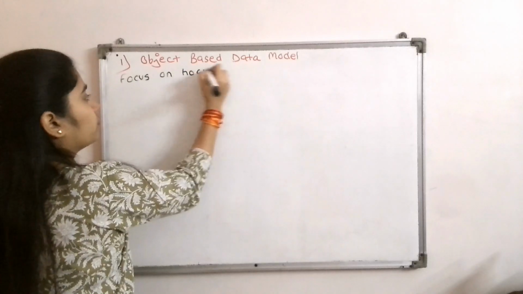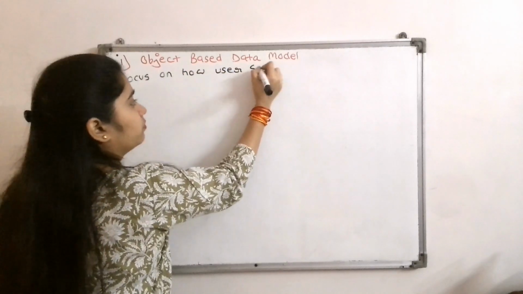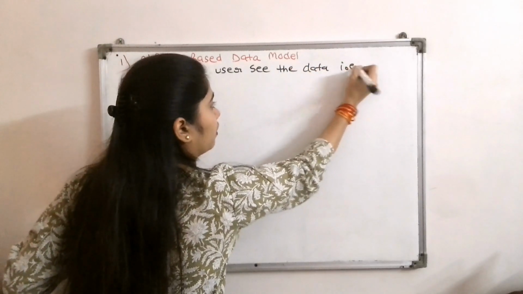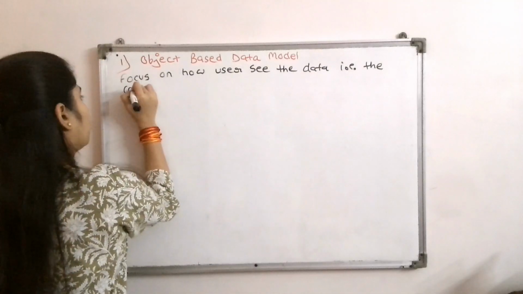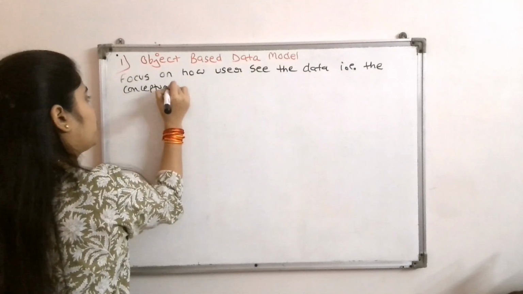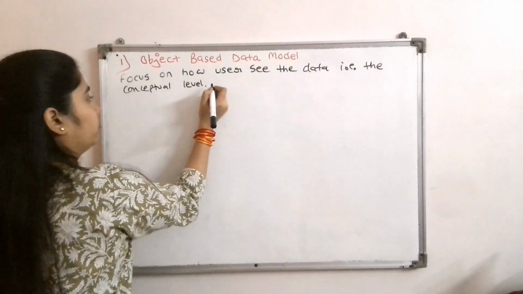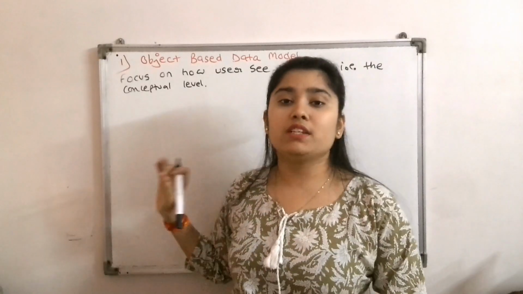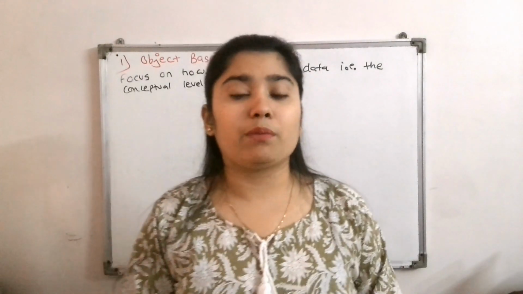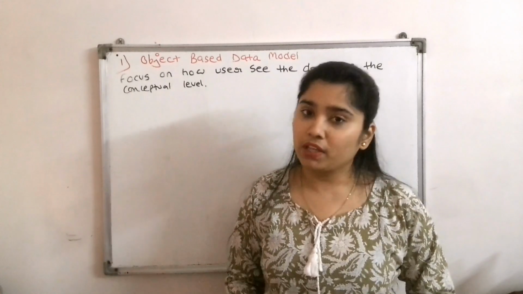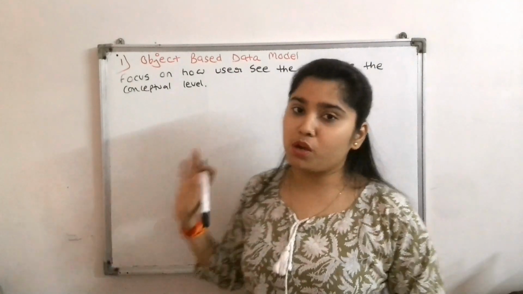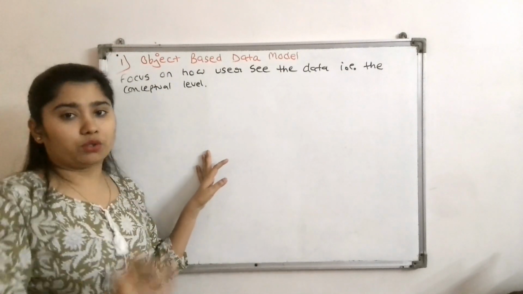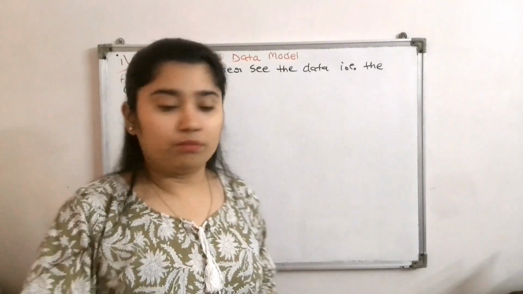Focus on how the user sees the data, that is the conceptual level. These models basically do not worry about how data is stored physically. They just show what data is stored in the database and how the different data are related to each other. Now let's discuss the types of object-based data model, which are two: the ER model and the object-oriented. So first we will discuss the ER model.